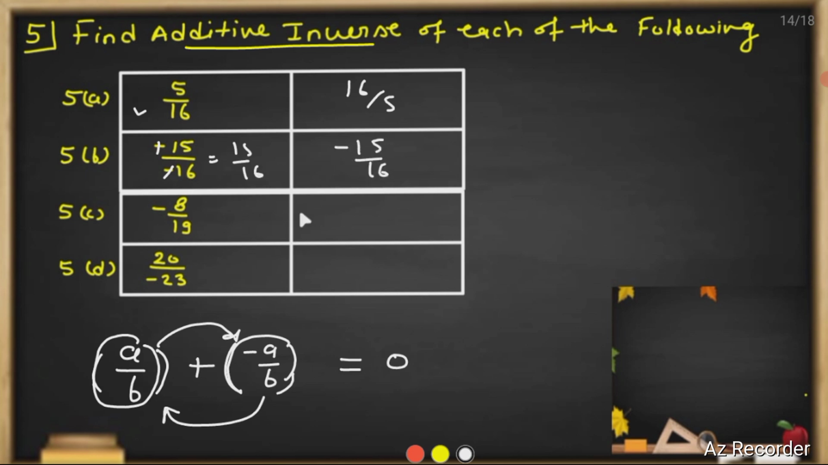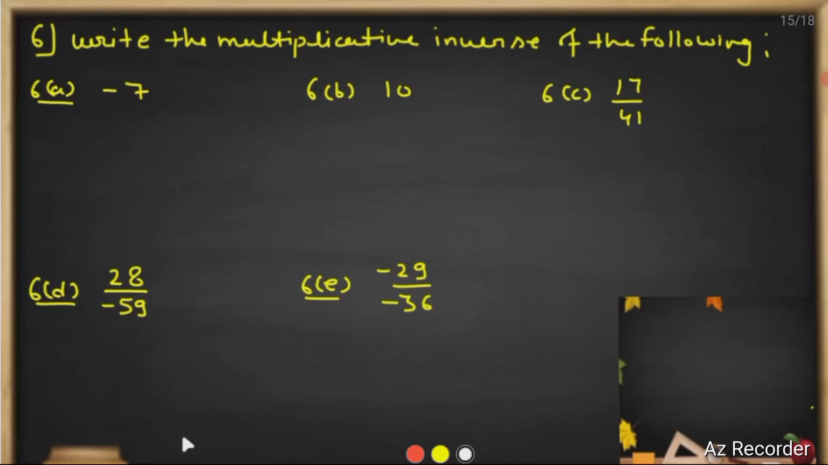Now what is the additive inverse of this? This is a negative number, and a negative number has a positive additive inverse, so 18 upon 19. And this I can also write as negative 20 upon 23. So the additive inverse of a negative number is a positive 20 upon 23. This is the answer of all the questions. Now move to the next question. This is question number 6 and the last question of this exercise.